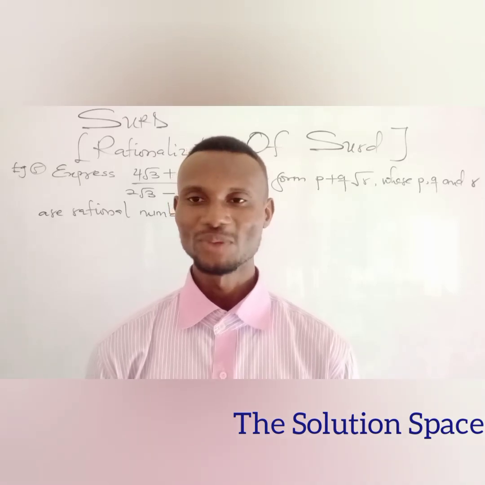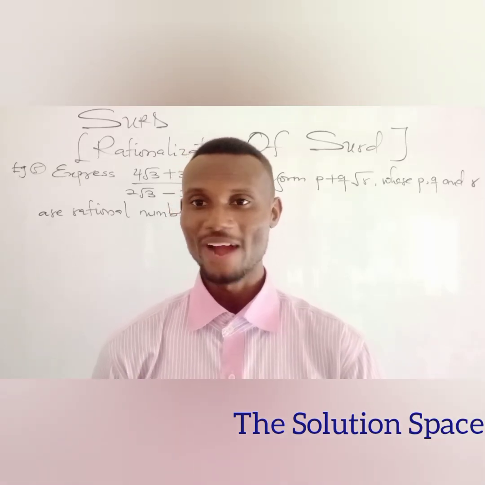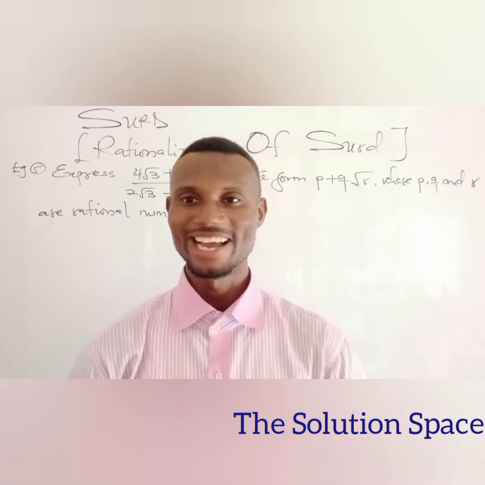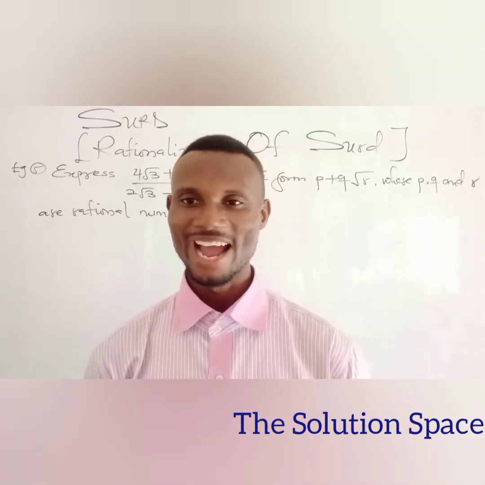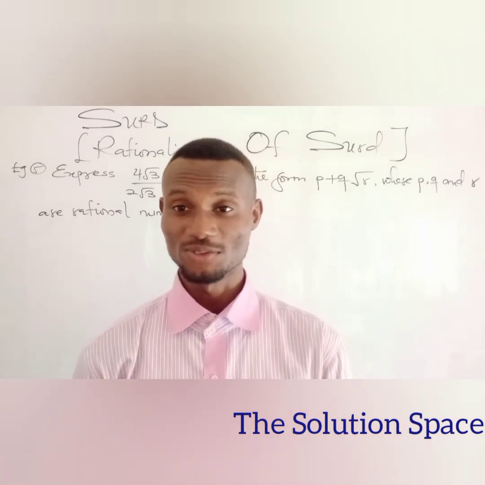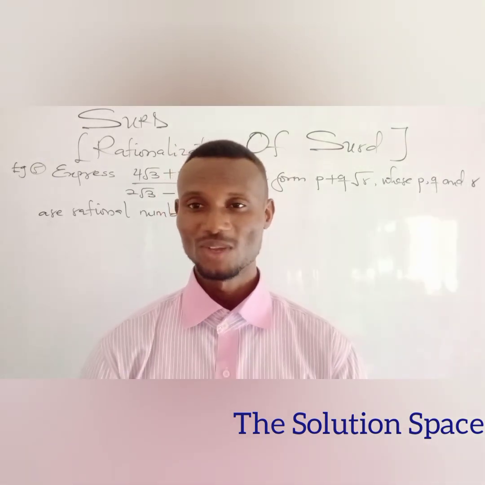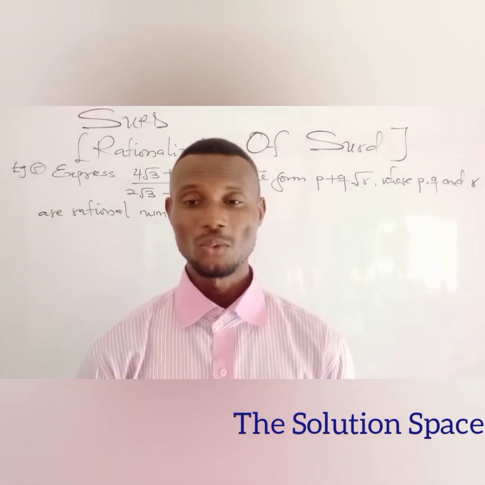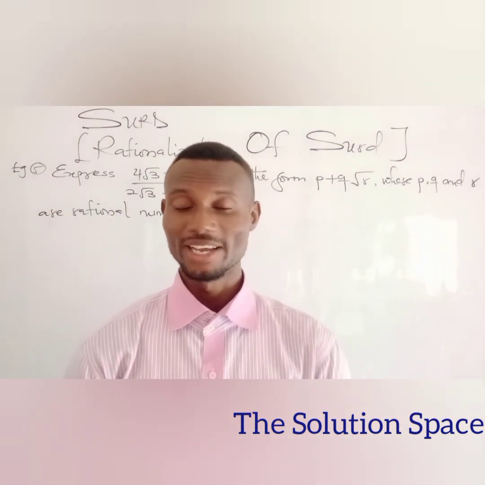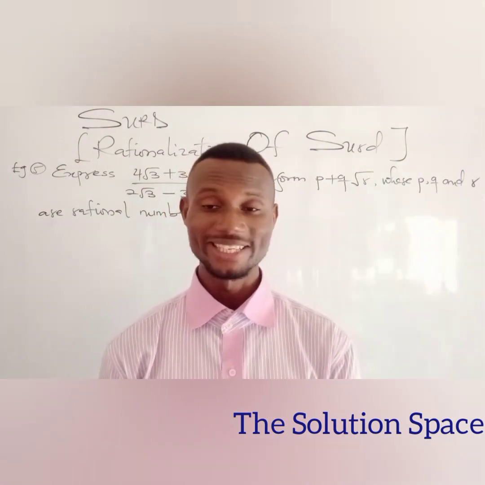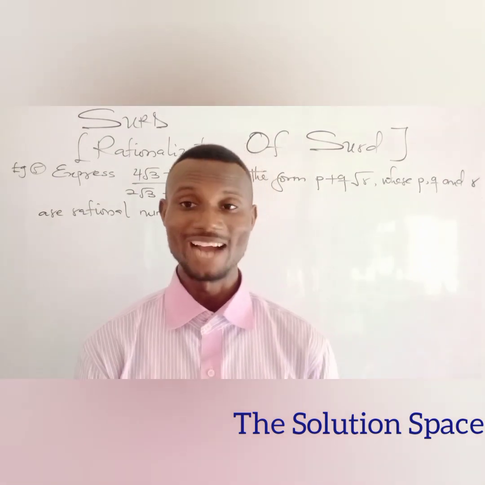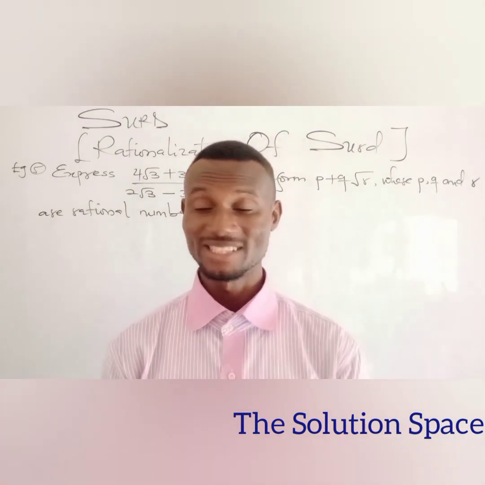Hello once again, welcome to example 5 on the rationalization of surds that I started with you in the previous videos. In the previous videos, we started learning about rationalization of surds, where you have a given fraction in which the denominator contains two terms and you are being asked to rationalize or simplify.